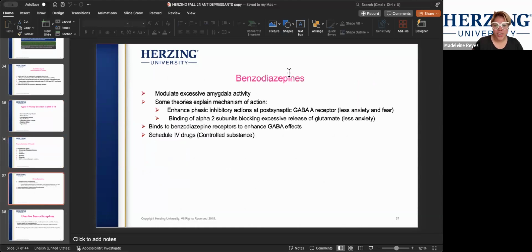Benzos modulate excessive amygdala activity. Some theories explain the mechanism of action. They enhance the inhibitory action of postsynaptic GABA-A, binding on alpha-2 subunits, blocking excessive release of glutamate, which causes less anxiety. Glutamate is the activation, and GABA, think about it as more of the calming. Benzos bind to benzo receptors to enhance GABA effects to help clients relax, and are a scheduled controlled substance.